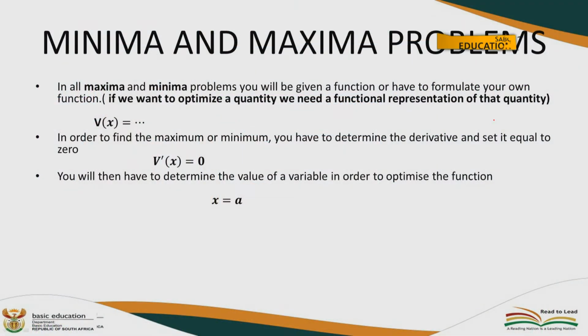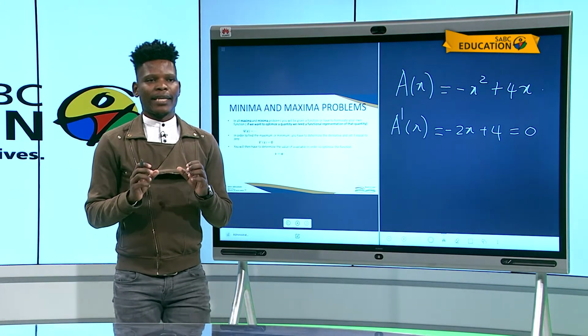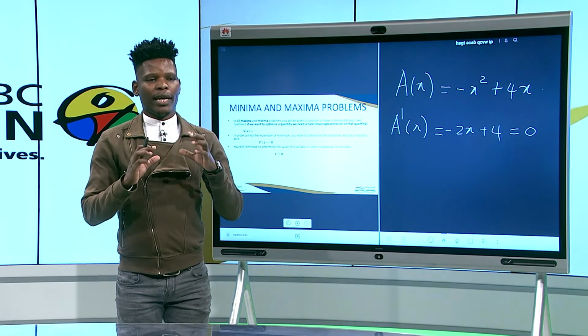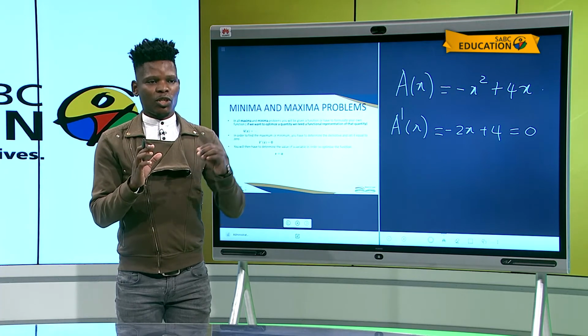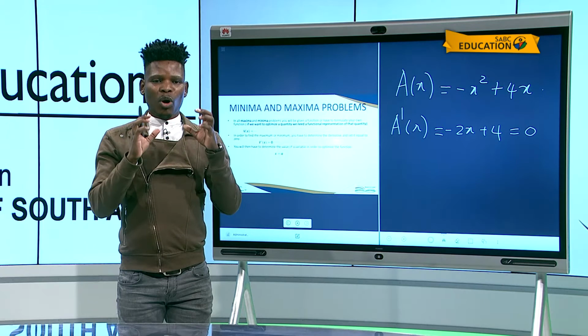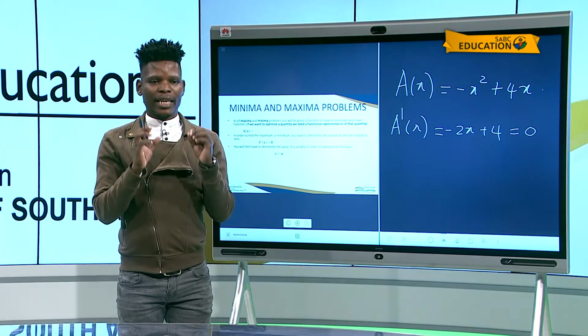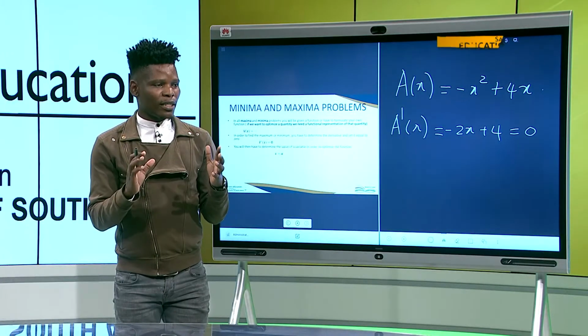Now, once we have found the derivative and we have equated it to 0, you will then have to determine the value of a variable in order to optimize the function. So what does that mean? It now means that you are going to take your function, you derive it, you equate it to 0. And then you are going to solve for the value of the variable that will give you a minimum or maximum quantity of the function that we are dealing with.